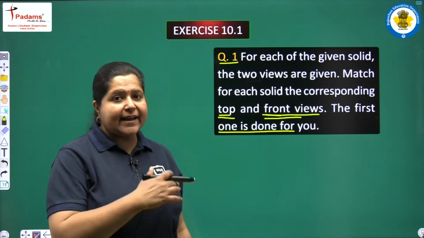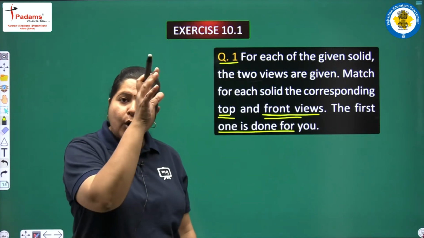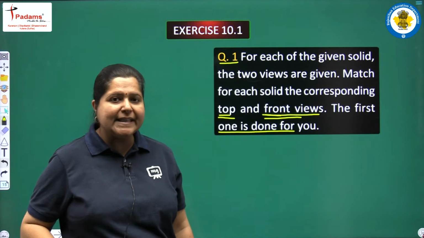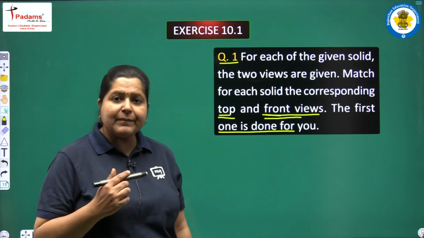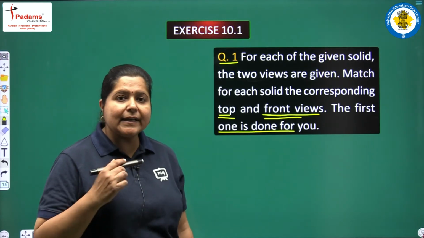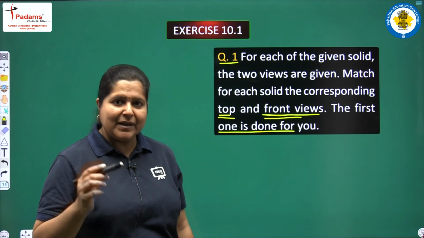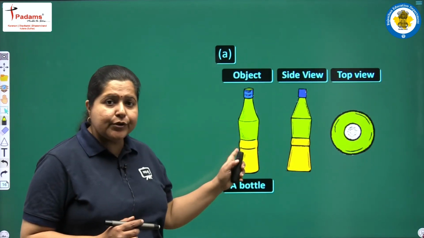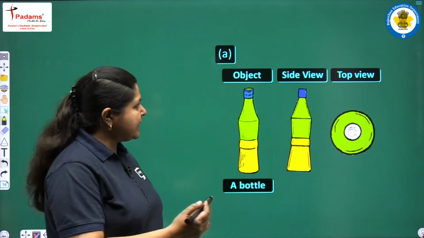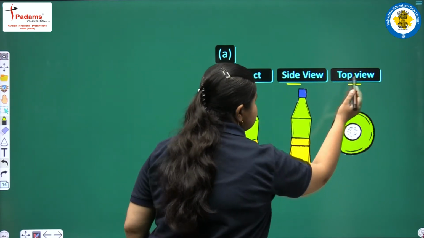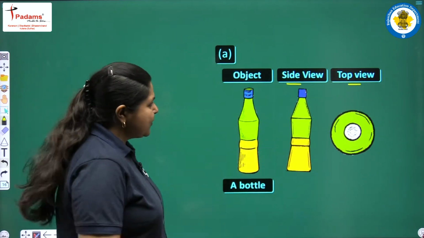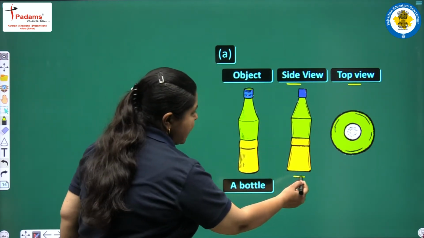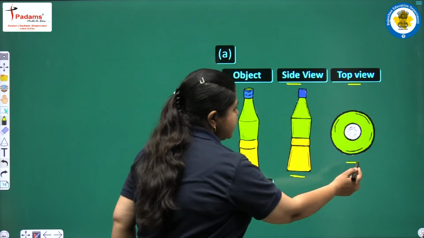And since there is lack of space here, so we are not showing all the objects together at one page. We are taking them each one by one separately along with the correct answers after matching them. So this is the first one. Here you can see this is a bottle, and now you have to match it with its side view and top view. This one has been done in your book. You can see this is the side view of the bottle and this is the top view.